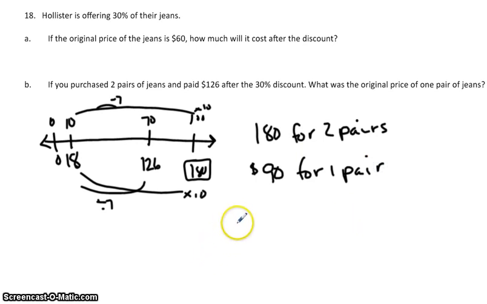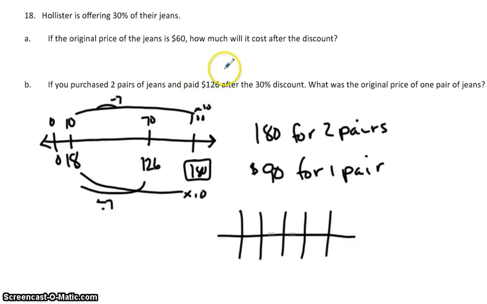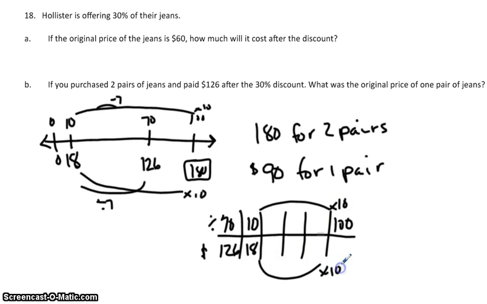Again, if I wanted to set up the ratio table, I'd have to have a very good understanding of this problem. It states that I paid $126, so that was my 70%. So in this case, I don't know my 100%, but I do know that 70% is $126 because it's what I paid. So since this is my percent and this is my dollars, I need to make 100 on the top. If I divide this by 7, I get to 10%. If I divide by 7, I get to 18. And then again, I'm doing the same thing. I'm multiplying by 10. Multiplying by 10 makes $180 for 2 pairs. And the same as the top makes $90 for a pair.